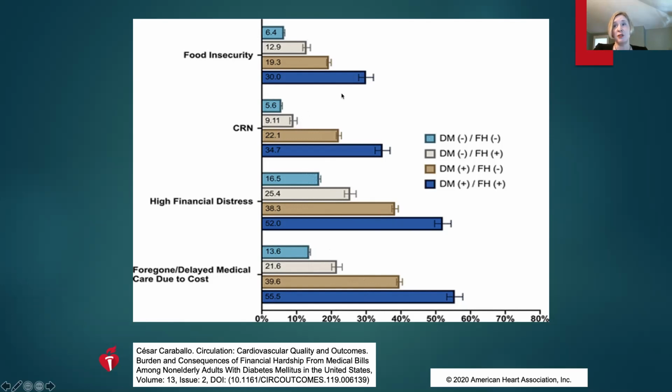And those with diabetes who did report financial hardship related to medical bills had the highest rates, ranging from 30% with food insecurity to 55% who reported foregoing medical care due to cost.